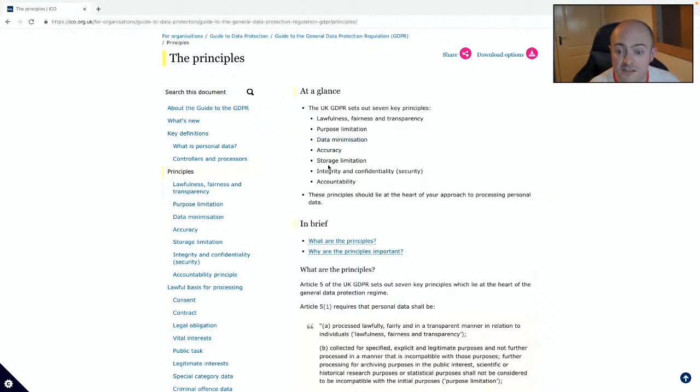Accuracy should be correct. Storage limitation, that's things like I should only store it for a certain amount of years, which is fine, isn't it?